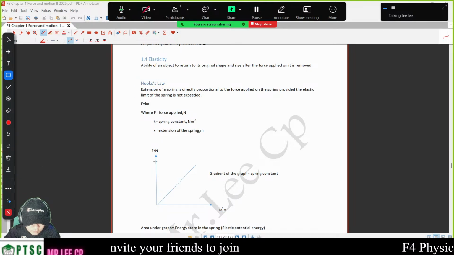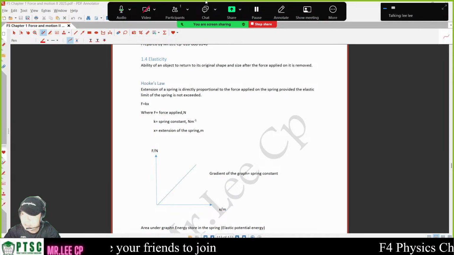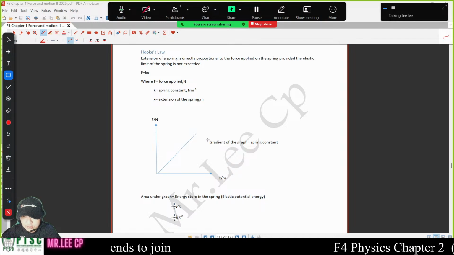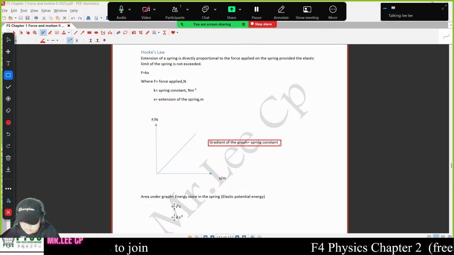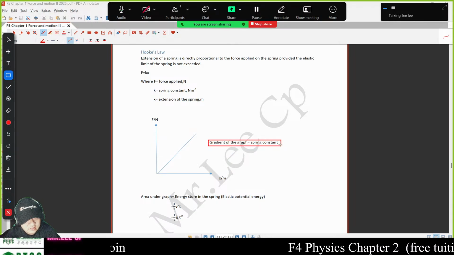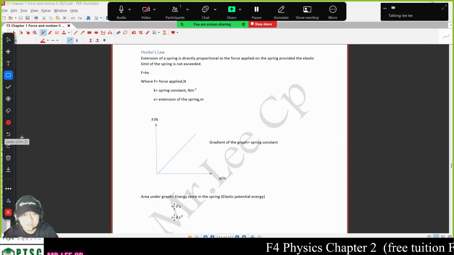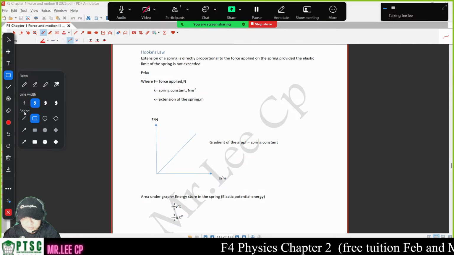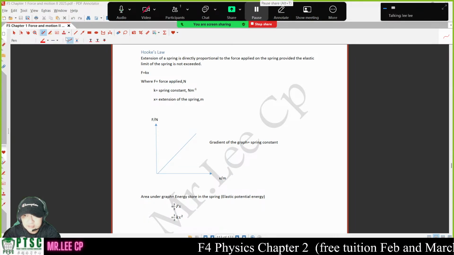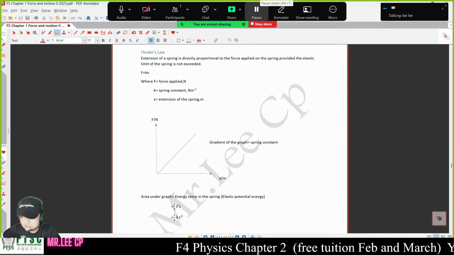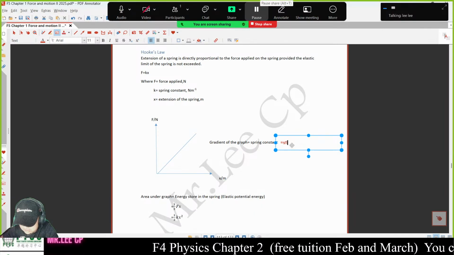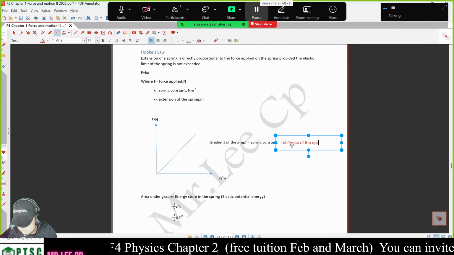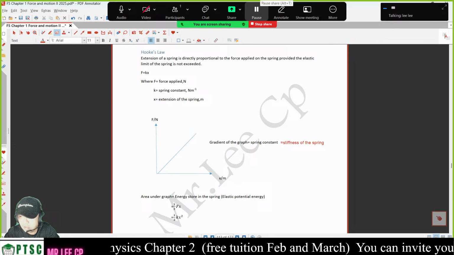Now, the graph looks like this. F is directly proportional to x. The gradient of the graph is the spring constant. Now, what is spring constant? Spring constant is the stiffness of the spring. Spring constant is stiffness. How hard is the spring?